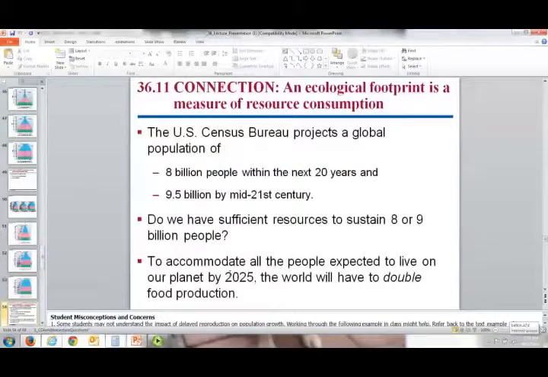So one of the reasons that we look at this is an ecological footprint will be formed. It's a measure of the resource consumption. So the U.S. Census Bureau projects a global population of 8 billion people within the next 20 years and 9.5 billion by the mid-21st century. So the question becomes, do we have sufficient resources on this planet to sustain 8 or 9 billion people? So to accommodate all the people expected to live on our planet by 2025, the world would have to double its current food production.